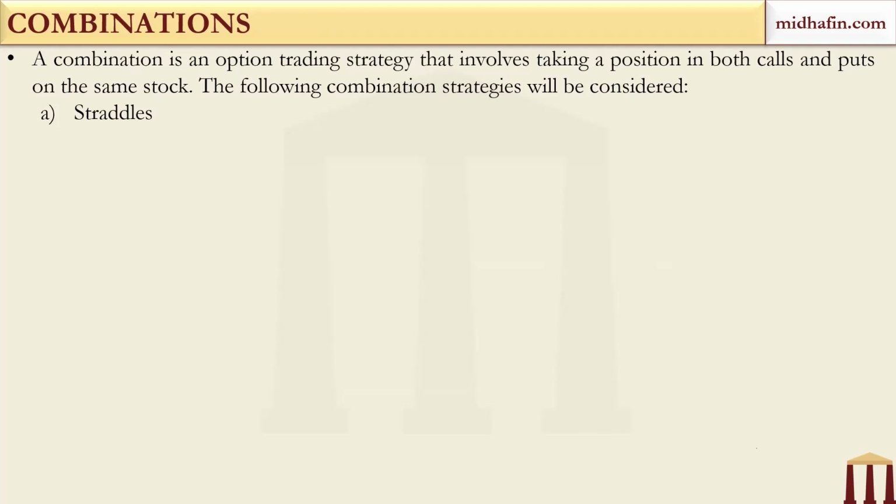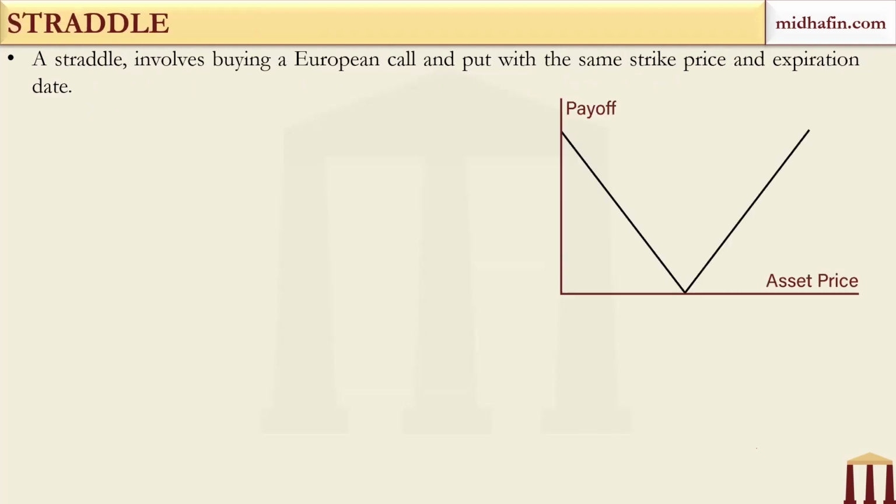So how are you going to benefit? Straddle and strangle come to your rescue. What you do here is you buy a call option and a put option. In the case of a straddle, you do it at the same strike price. Let's say 50. Today the stock price is 50. You buy an at-the-money call option and an at-the-money put option also. But the problem with straddle is that it has a very high cost. That's the only problem.